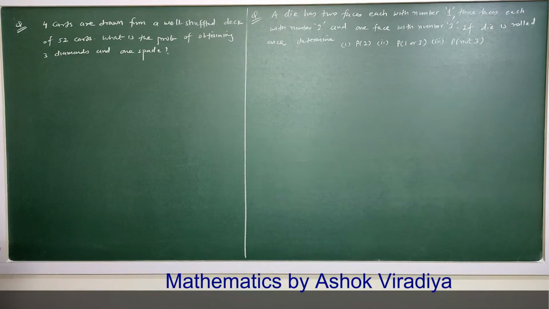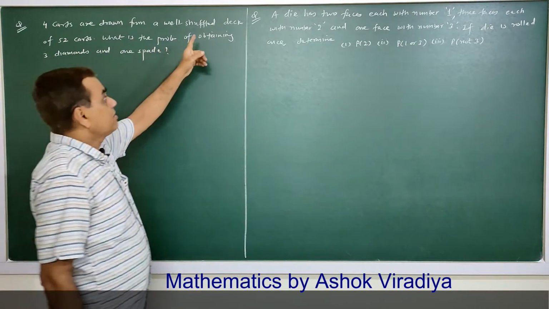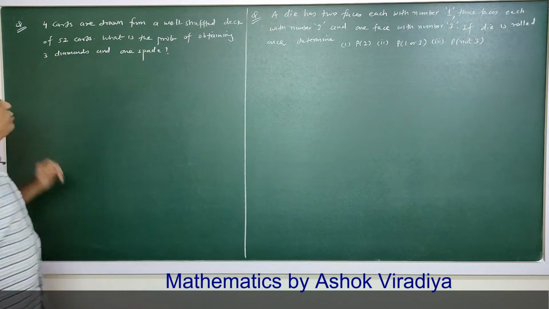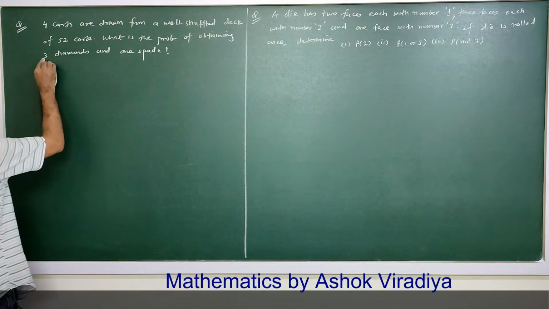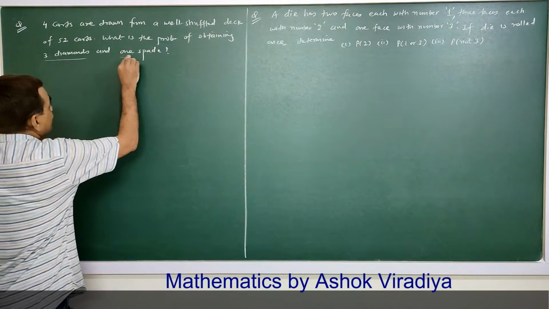Now the next question. 4 cards are drawn from a well shuffled deck of 52 cards. What is the probability of obtaining 3 diamonds and 1 spade?